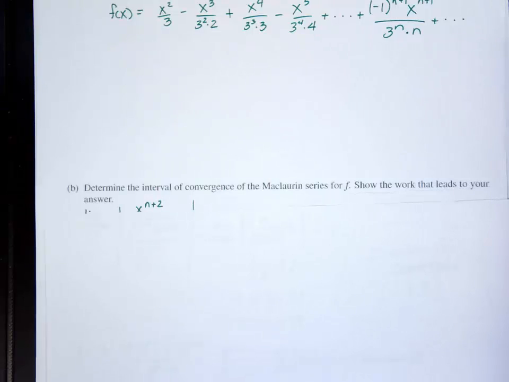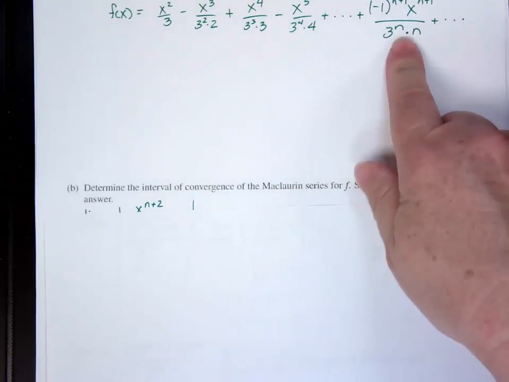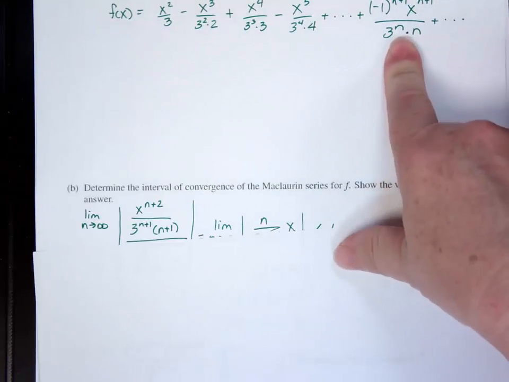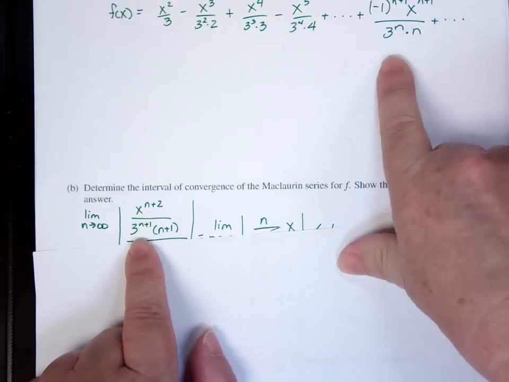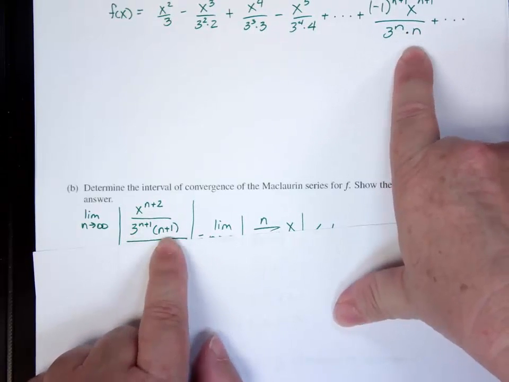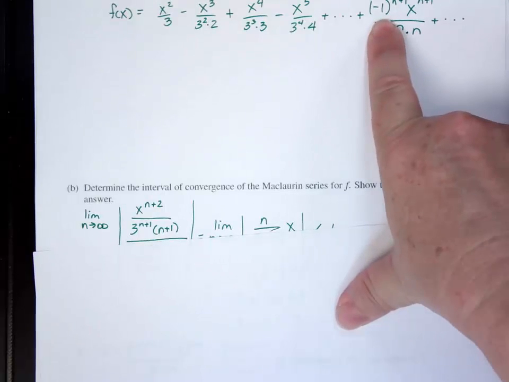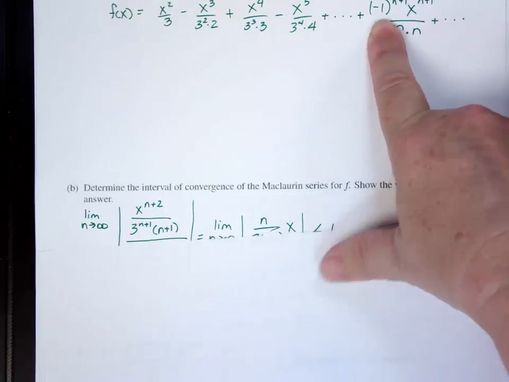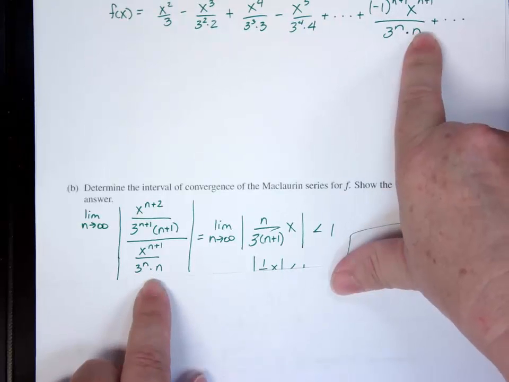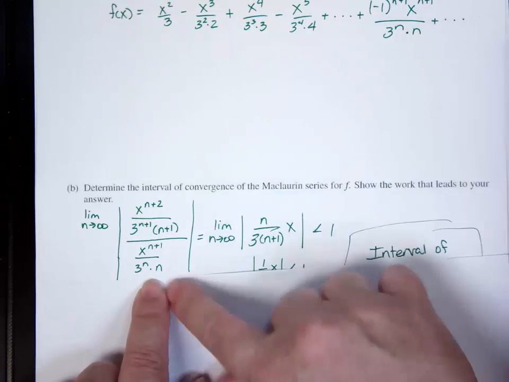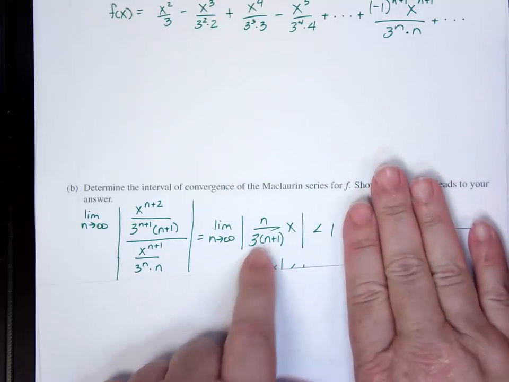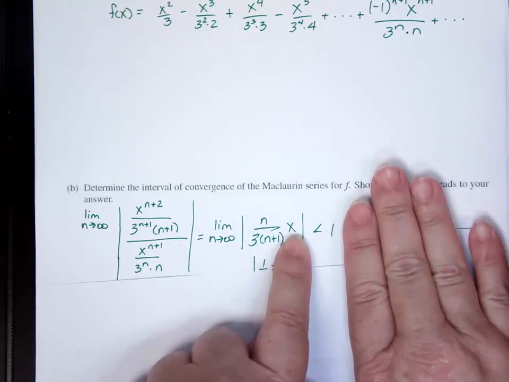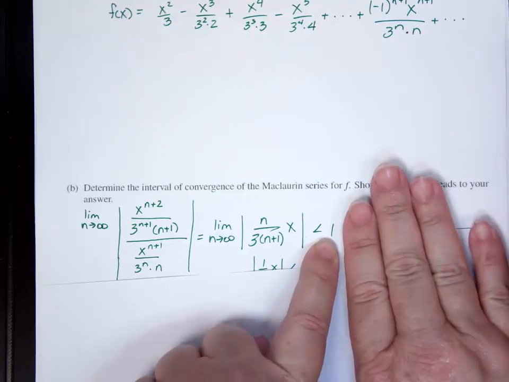So we take our general term, make everything 1 power higher, n plus 1. So x becomes n plus 2, 3 becomes n plus 1, this becomes n plus 1. You can drop the alternator because it's in absolute value. Then you put the original on the bottom. When you flip it up and clean it up, you get n over 3, n plus 1 times the x is less than 1. Remember you set it less than 1 to make it converge.